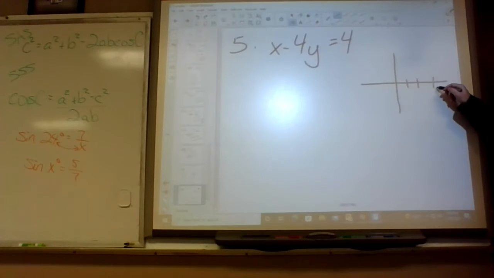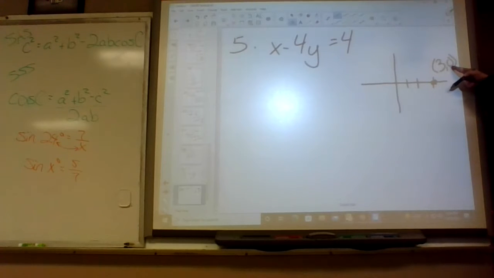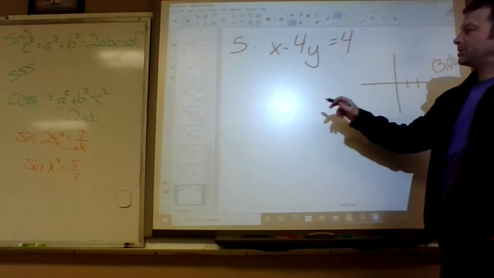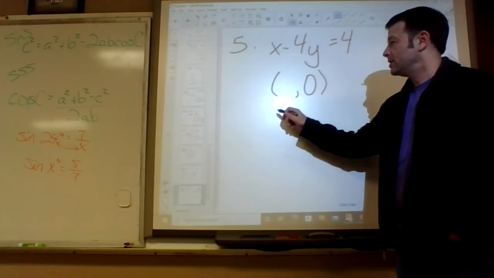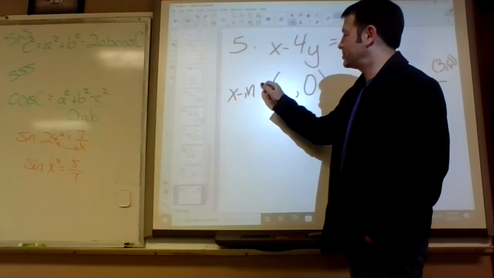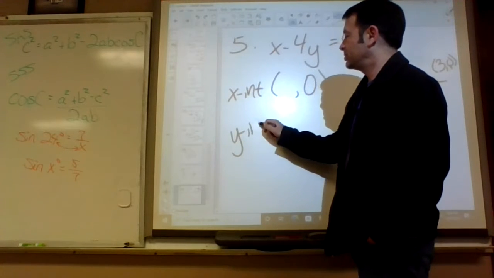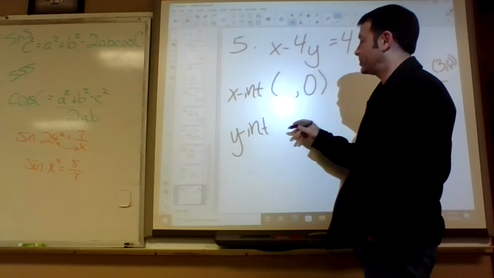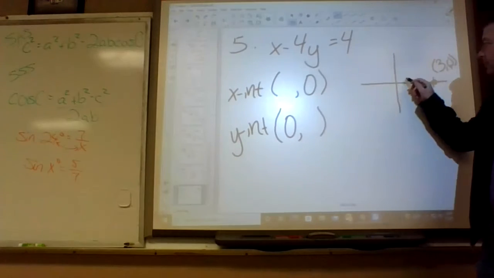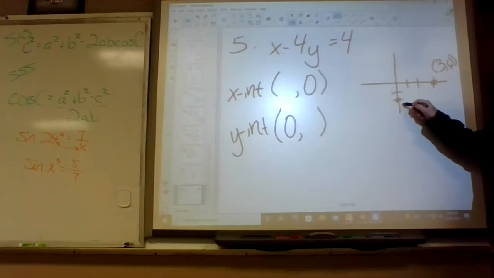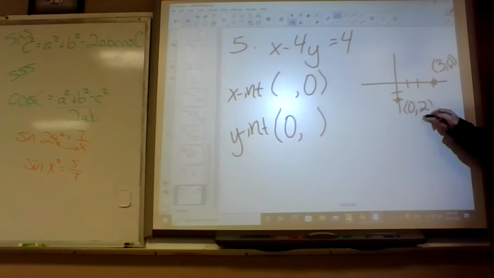The x-intercept is where it hits the x-axis. What's always true about an x-intercept? It always has a y value of 0. So to find the x-intercept, you make the y value a 0. To find the y-intercept, you could solve for y to get slope-intercept form, but you can just make the x value a 0. The y-intercept always has a 0 for the x value.